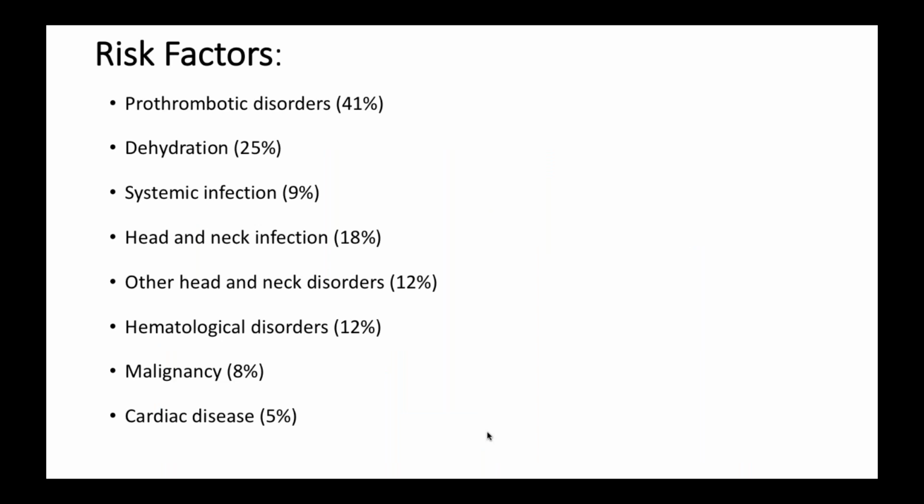Sorry for the interruption. So what are the risk factors? Again, most commonly it is the prothrombotic disorders. Then comes dehydration, then systemic infection, head and neck infection, then other head and neck disorders, malignancies, hematological disorders, and cardiac disorders. So the most common cause is prothrombotic disorder followed by dehydration. We see a lot of children with dehydration coming with CSVT.